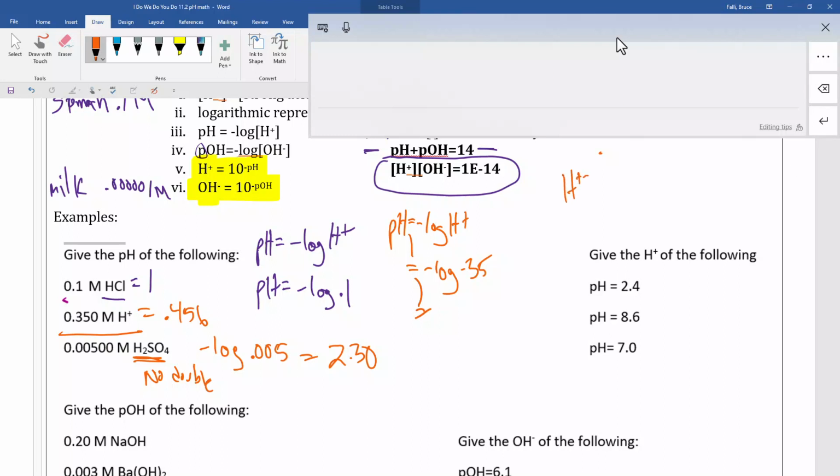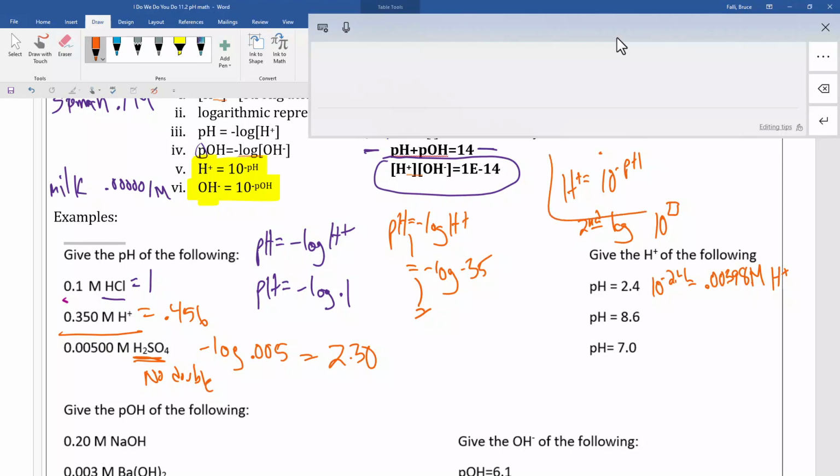Given the pH, find H positive. So remember, H positive equals 10 to the negative pH. The way I like to do that is if you look at your log button, if you hit second log, that gives you 10 to the, right? So I like to do that right away. So I'm going to do 10 to the negative 2.4. I'm going to hit second log negative 2.4. I got 0.00398. This does have a unit of molarity of H positive.